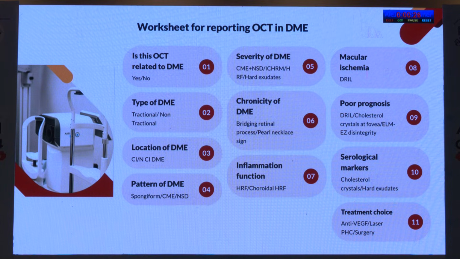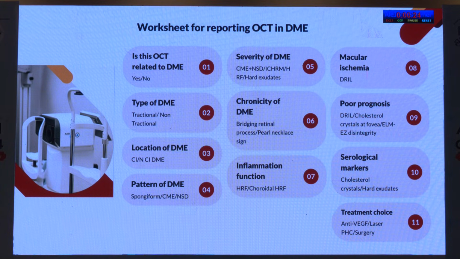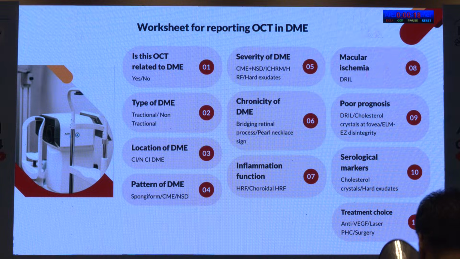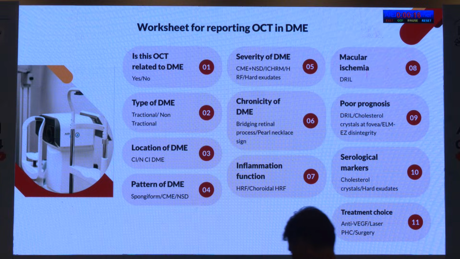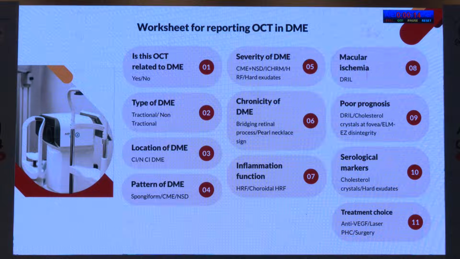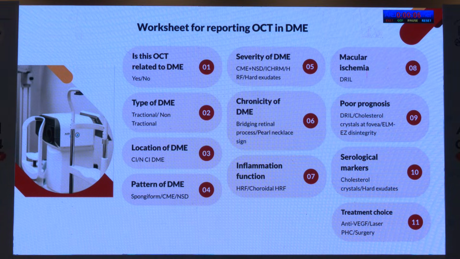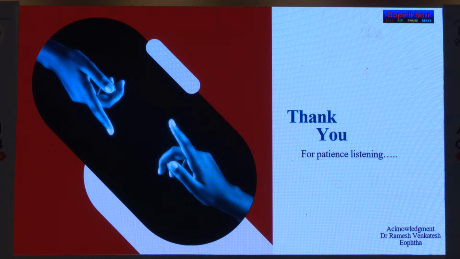Your worksheet should be like: is this OCT related to DME? Then the type of DME, location of the DME, pattern of the DME, severity of DME, chronicity of the DME, whether inflammatory markers are present or absent, whether you are dealing with macular ischemia, and whether by looking at these biomarkers you can prognosticate the disease and counsel the patients. Then the serological marker, because diabetes is a systemic disease, and finally the treatment of choice. Thank you.